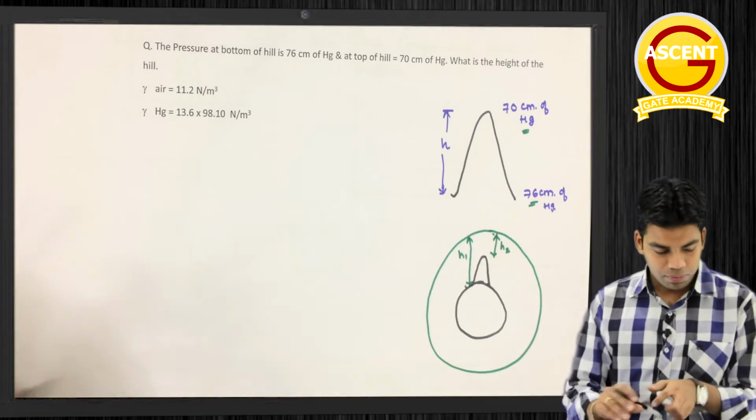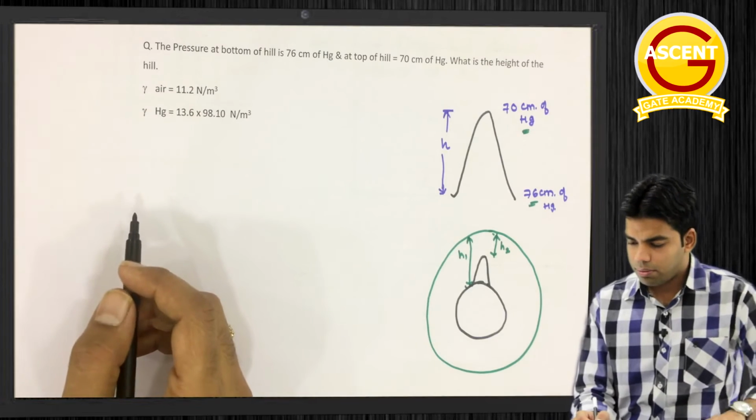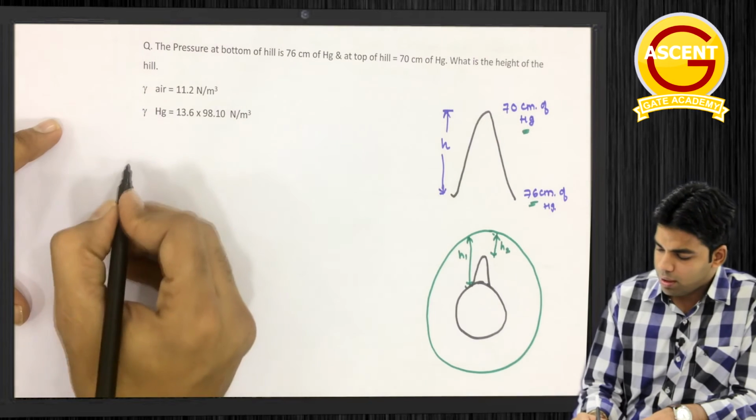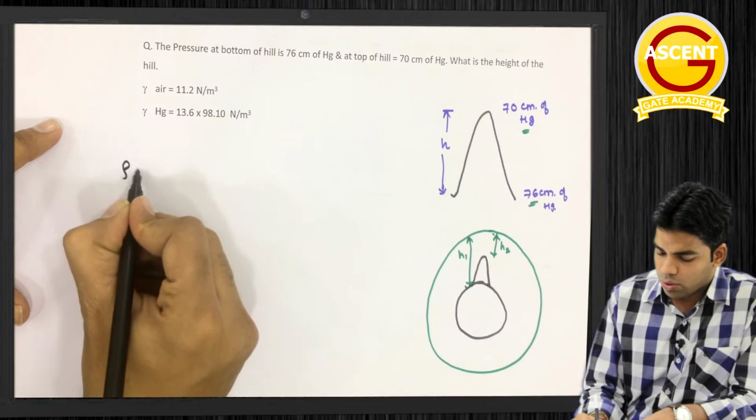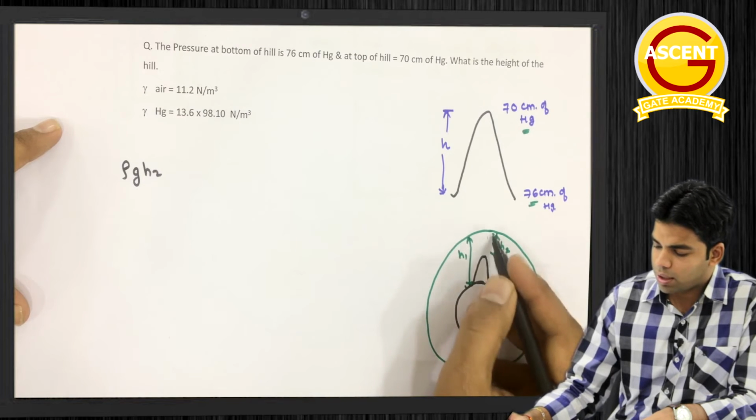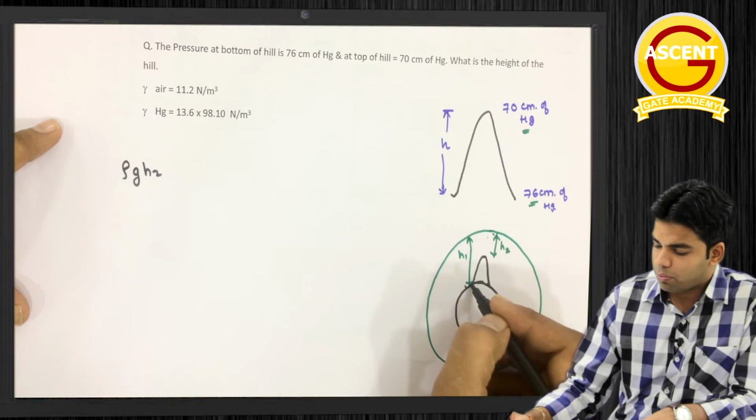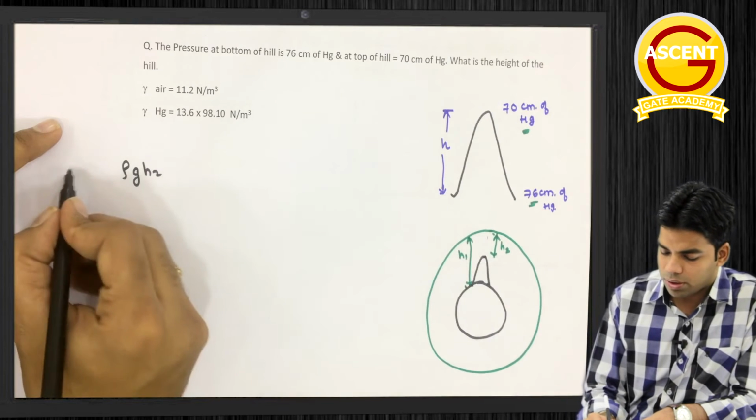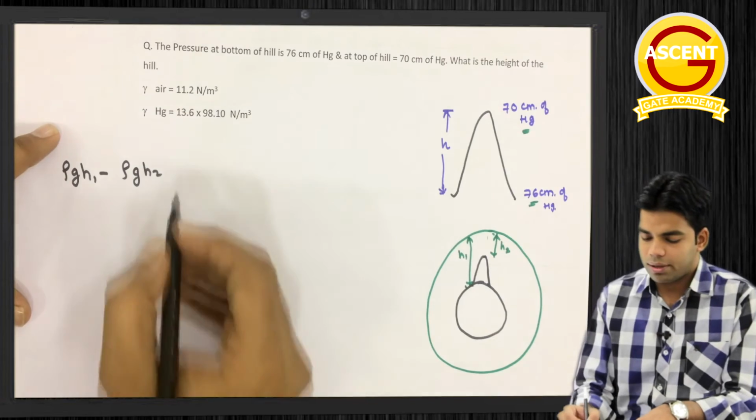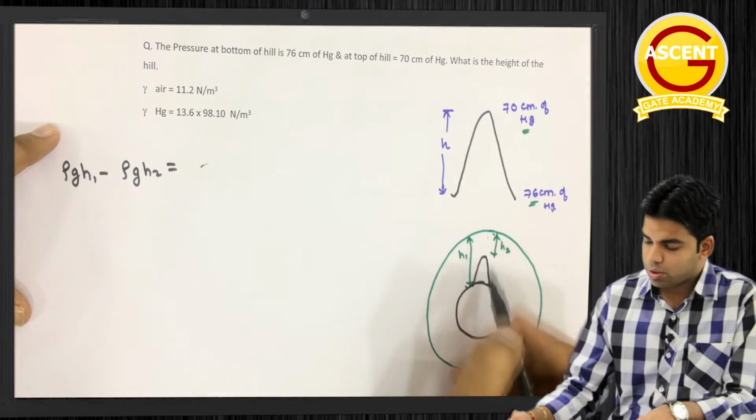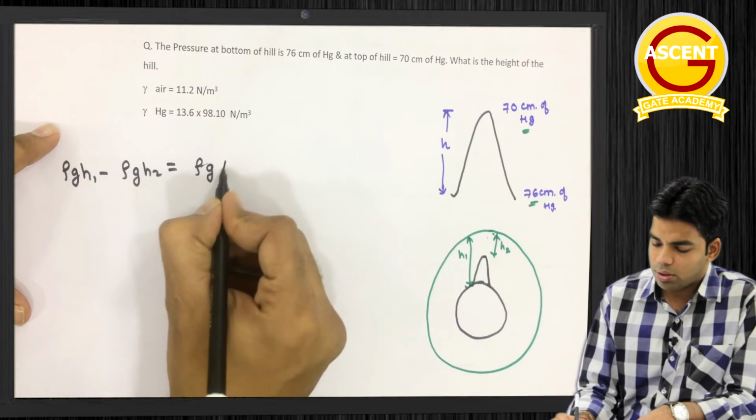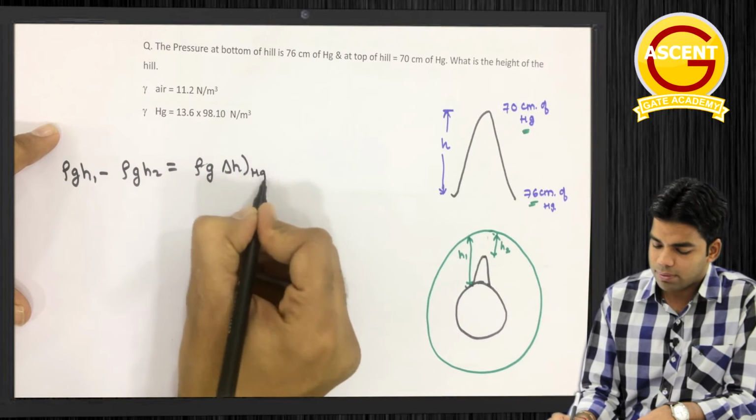How? Okay, so because of this pressure difference, because of the mercury column, at the top of the hill the pressure is rho g h2. Okay, because of this height h2, at the top of the hill the pressure will be rho g h2 and at the bottom of the hill the pressure will be rho g h1. Okay, so this will be rho g h1 minus rho g h2 and this will be equal to rho g h because of this mercury column. Okay, that means rho g into delta h of Hg.